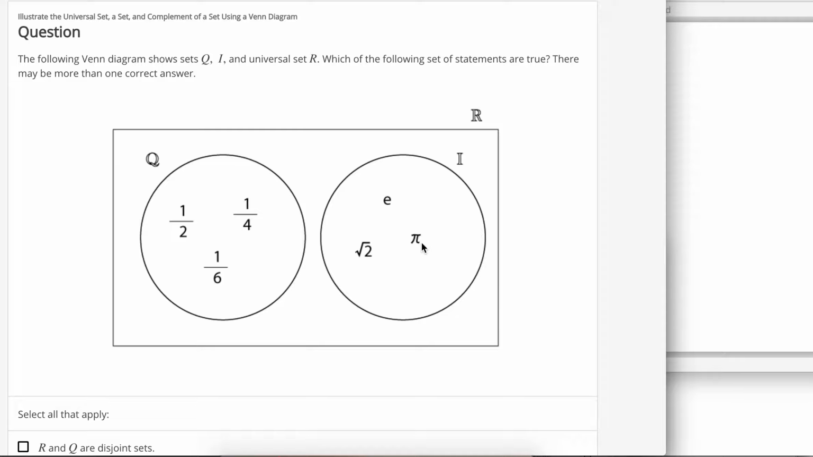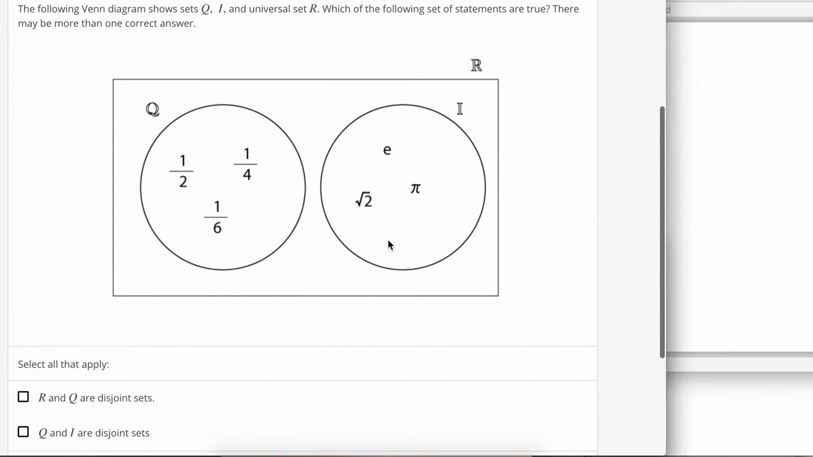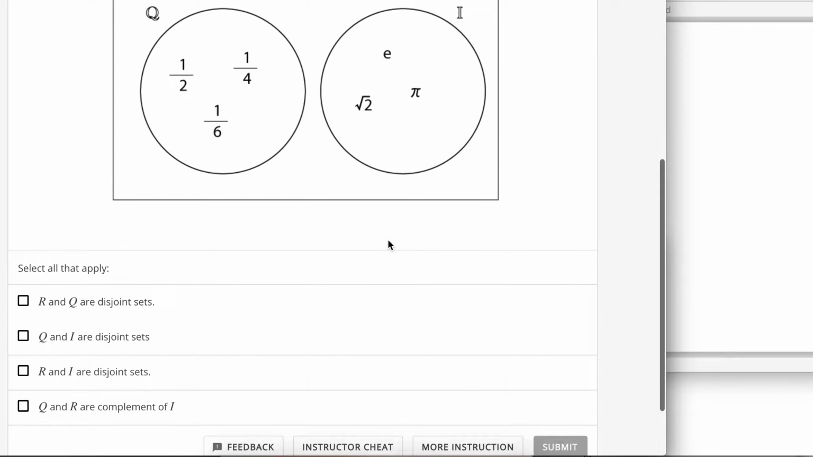Because, oh, no, I must stand for irrational. Sorry. Q is rational, I is irrational. That makes more sense because imaginary numbers have I, a lowercase i, next to them. So yeah, these are irrational because pi you can't write as a fraction of two integers. Square root of 2 can't write as a fraction. E you cannot. Okay, so we're supposed to check all that apply.